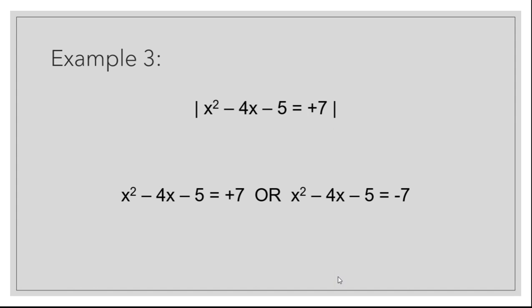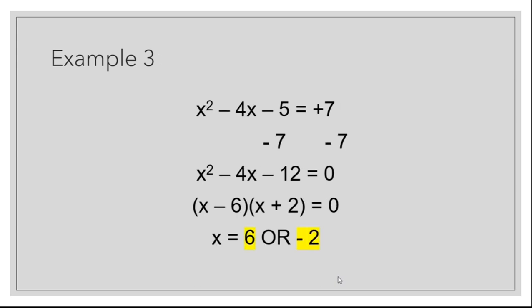It's going to be the absolute value of x squared minus 4x minus 5 equals 7. I could have just said 7. I don't know why I put the positive sign. But we're going to have to do it for the positive, and we're going to have to do it for the negative as well, just like we've been doing. So starting off with the positive 7, again, it's going to be x squared minus 4x minus 5 equals 7.